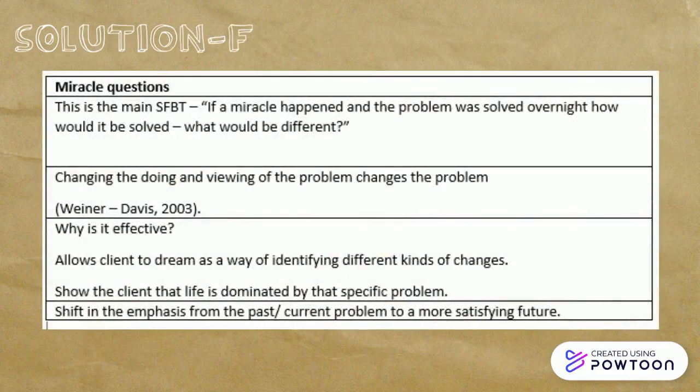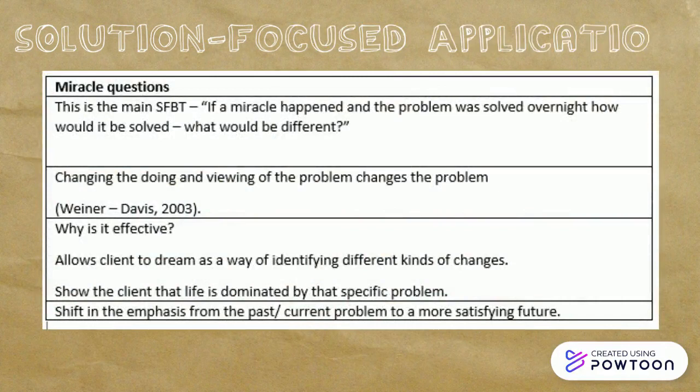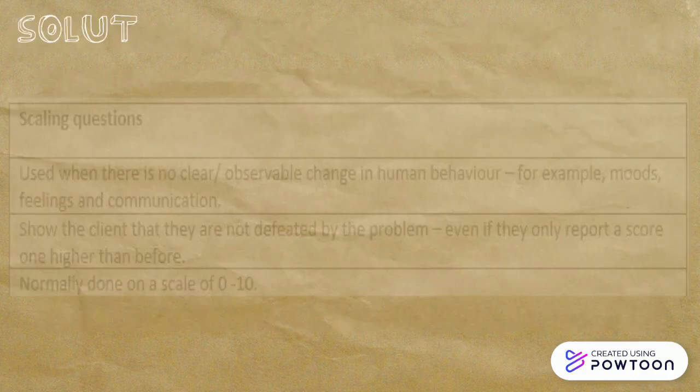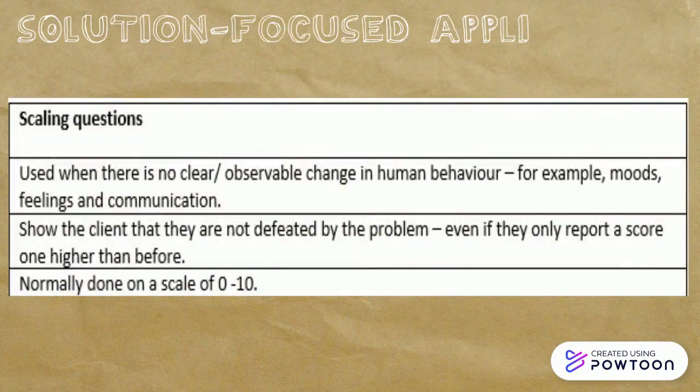The second technique is also described as the main technique. This technique focuses on questions such as asking the client, if a miracle happened, how would the problem be solved and what would be different? This is effective because it allows the client to dream and it shows the client that his life is not dominated by this problem. Scaling questions is the last one.